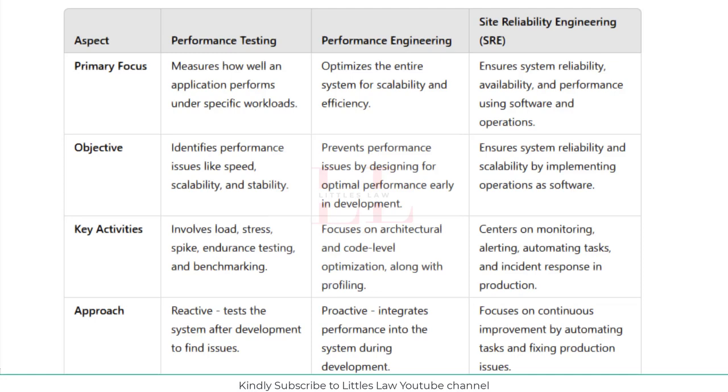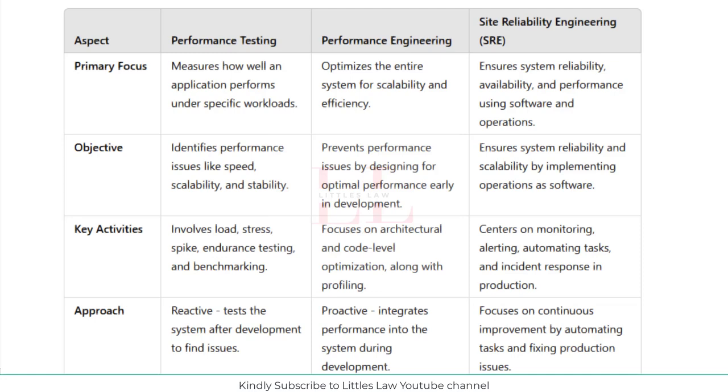So the objective of the performance engineering is to prevent the performance issues by optimizing the system design and the architecture during development. So you do work on optimizing the system design and the architecture part. The focus here for the performance engineers is to make sure the system is built to avoid issues like slow response times, poor scalability, and instability from the beginning or from the start of the development.